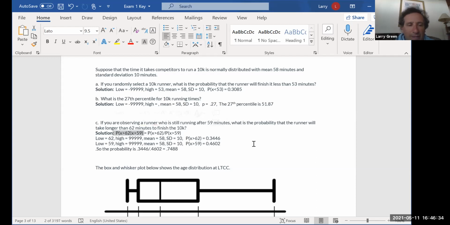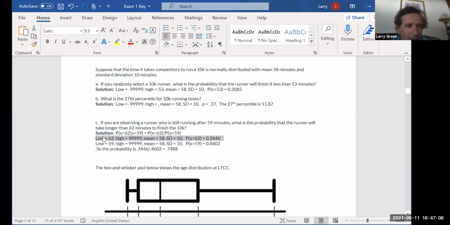Okay, once we have that given probability, then we can use the formula that says the probability of A given B is the probability of A and B, divided by the probability of B. But if you're both greater than 62 and greater than 59, then you're greater than 62. There's no new information in being greater than 59. So it's the probability of greater than 62 divided by the probability that X is greater than 59. That means there are going to be two different normal distribution calculations in here, and then divide.